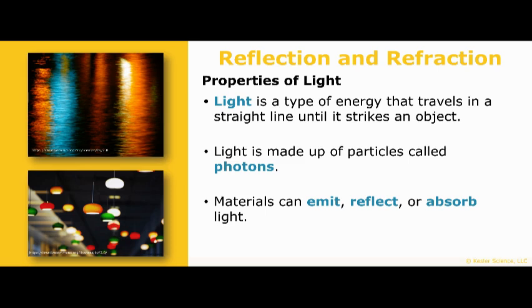And last but not least, it says materials can emit. Emit means to give off. Reflect, bounce back. Or absorb, which means it kind of becomes part of the material. So materials can emit, reflect, and absorb light.